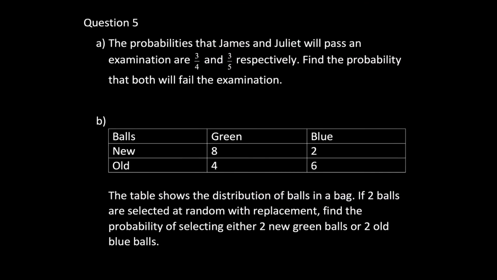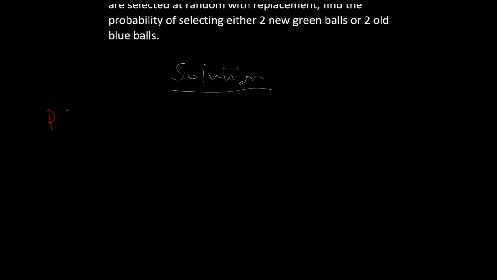Question 5a. The probabilities that James and Juliet will pass an examination are 3/4 and 3/5 respectively. Find the probability that both will fail the exams. B. The table shows the distribution of balls in the bag. If 2 balls are selected at random with replacement, find the probability of selecting either 2 new green balls or 2 old blue balls.